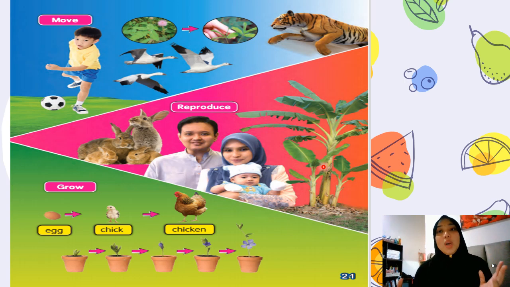So, benda hidup mempunyai 5 ciri. Pertama ialah apa? Memerlukan makanan dan minuman. Need food and water. Kedua, breathe. Bernafas. Ketiga, grow. Membesar. Keempat, move. Bergerak. Kelima, reproduce. Membiak atau melahirkan anak atau bertelur. Anak-anak murid faham? Okay, very good.